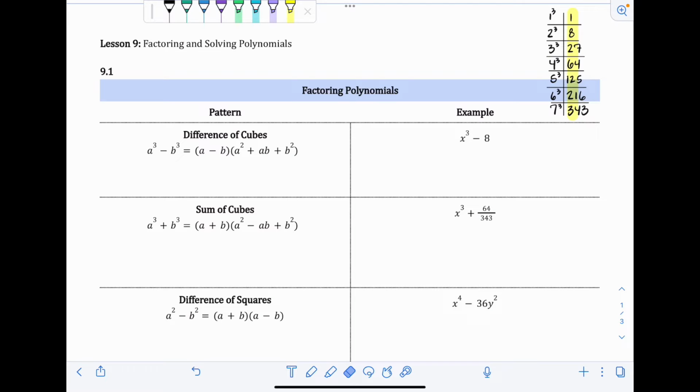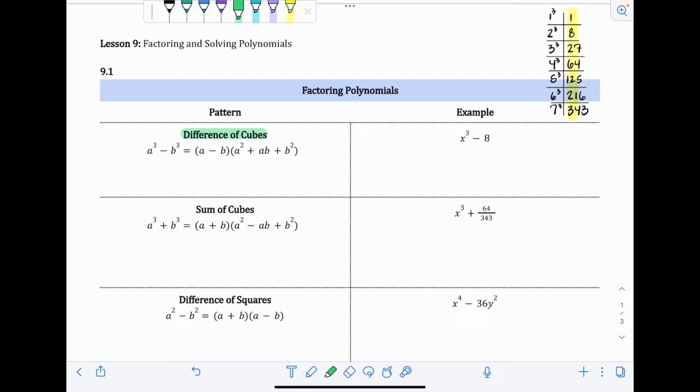SN9 is factoring and solving polynomials. So in 9.1, we're going to factor, in 9.2, we're going to solve. We're just going to build off what we already know about factoring and then learn a couple new patterns that will come into play during this unit. So 9.1, our first new pattern is the difference of cubes.